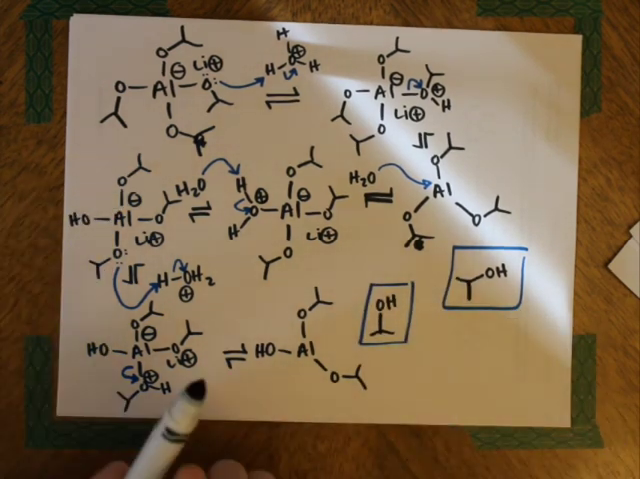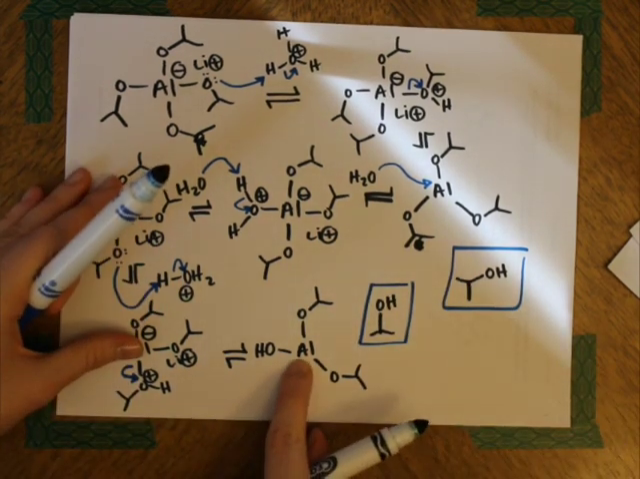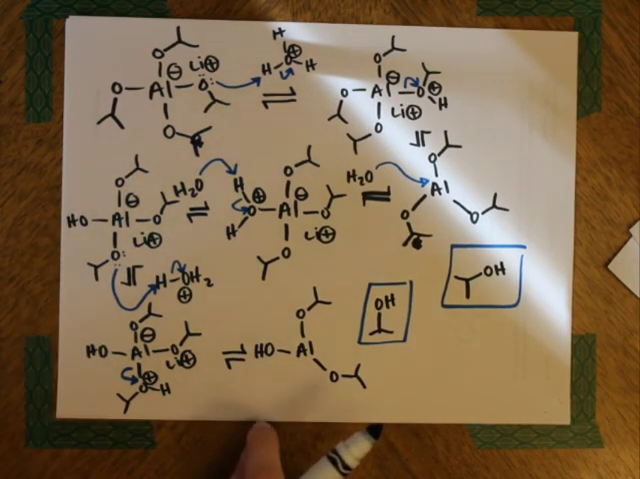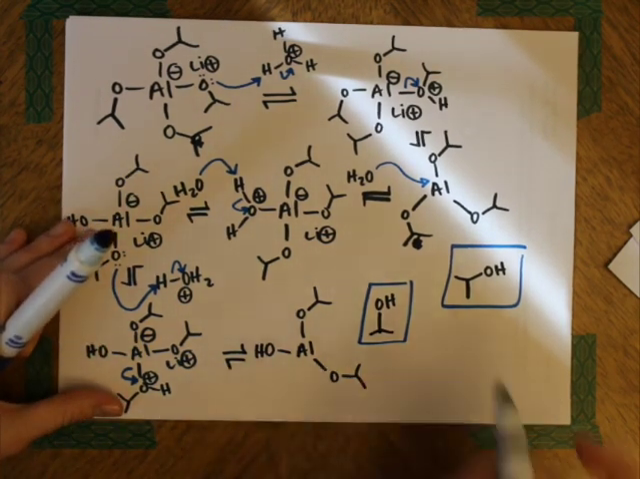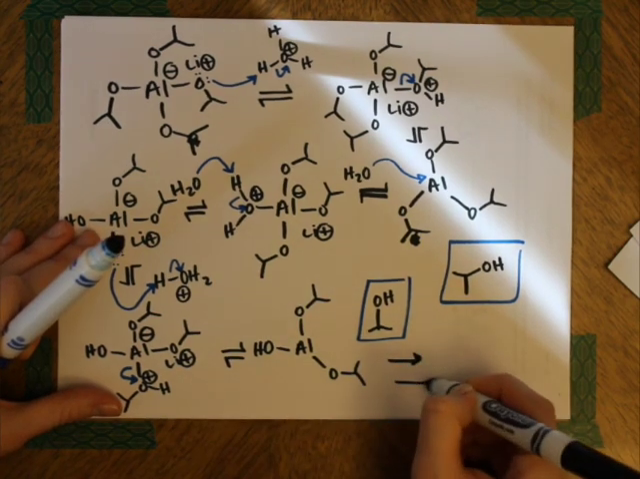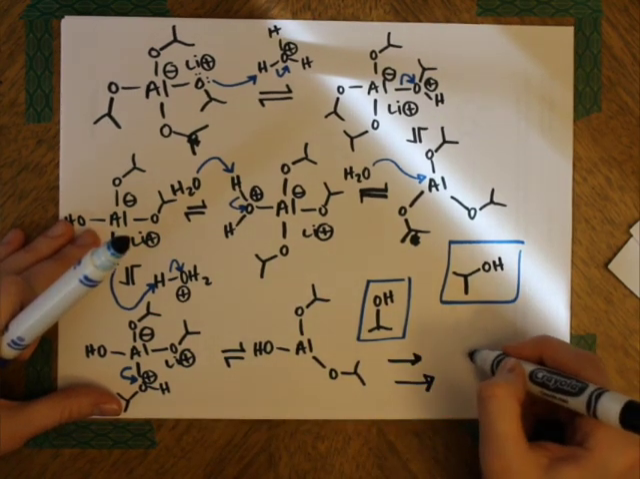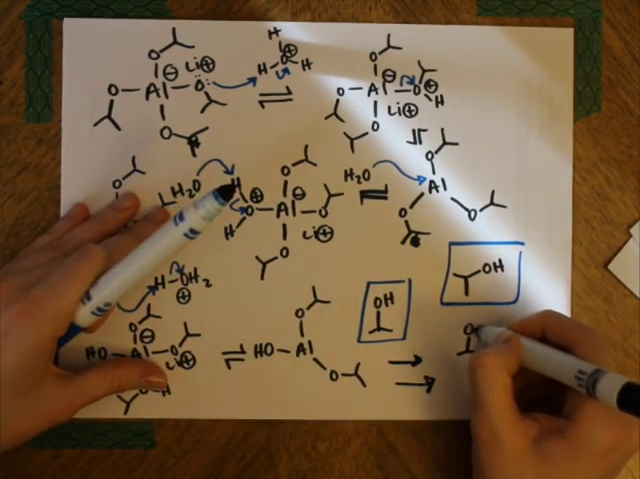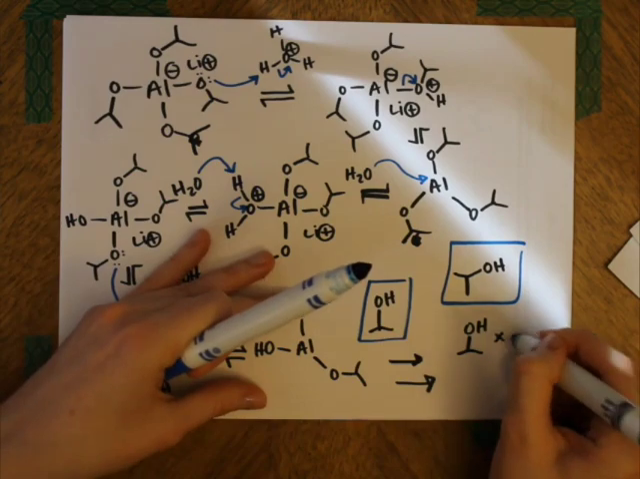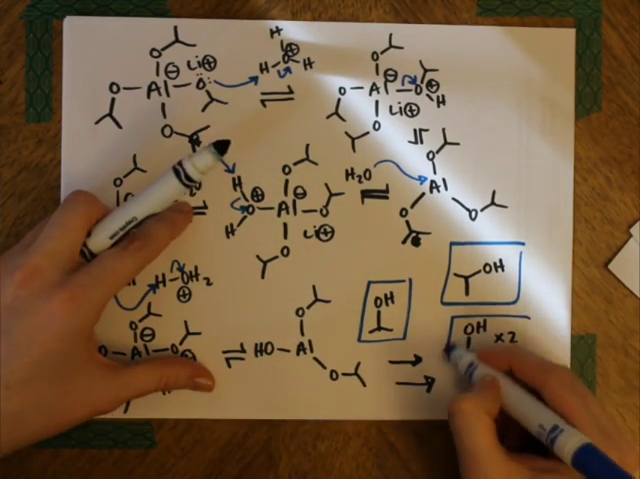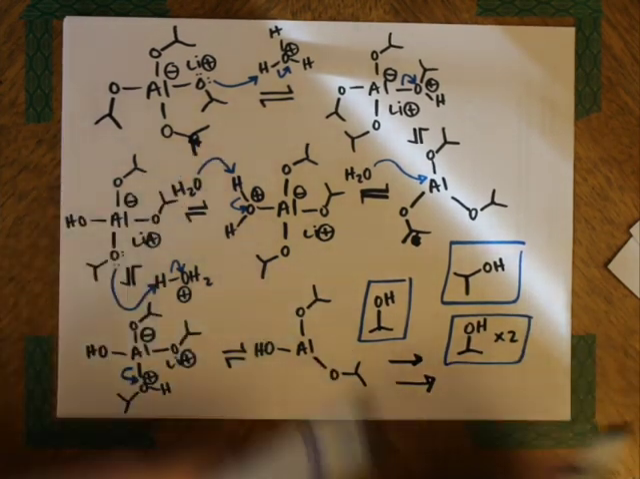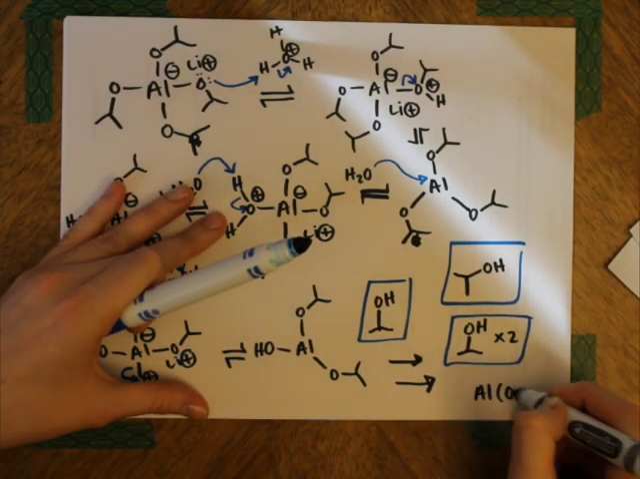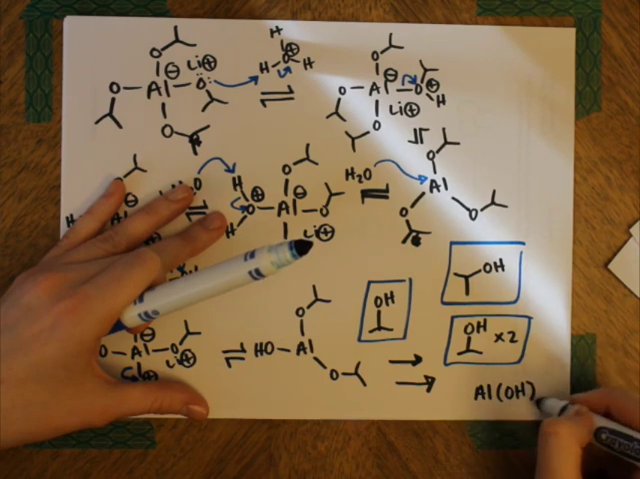So now this has to happen 2 more times, where I attack with water, I do the acid-base step where I deprotonate and then reprotonate, and then I get this guy to leave. So this happens twice more. And what I'm going to end up with is 2 more molecules of my isopropanol, so 4 total. And I'm going to end up with this weird aluminum salt that's got oxygen, the OH on it, 4 times.